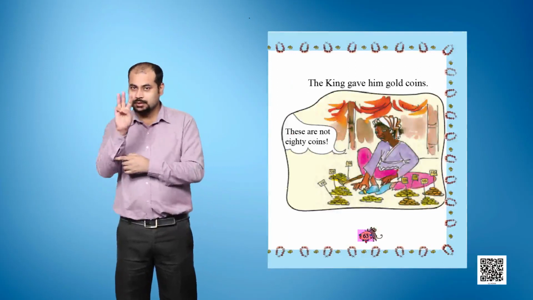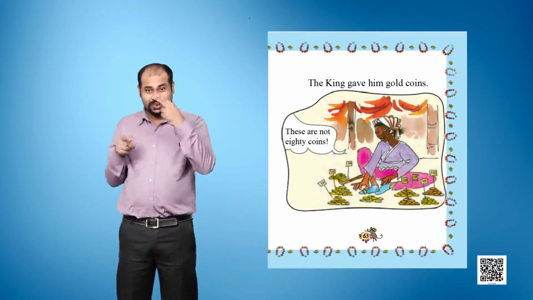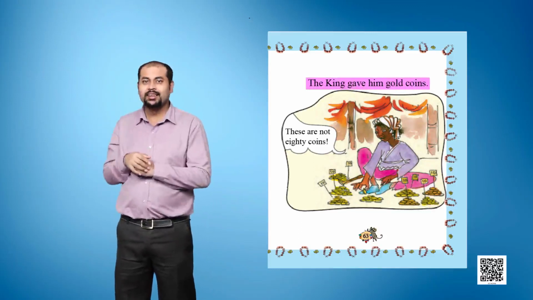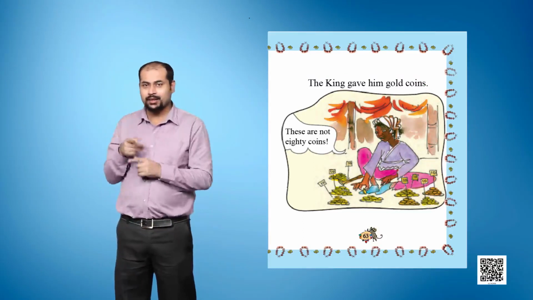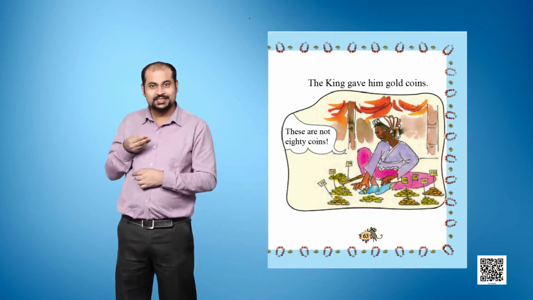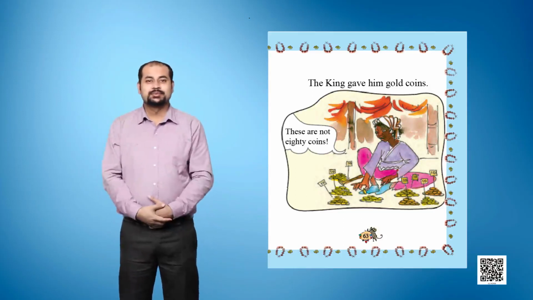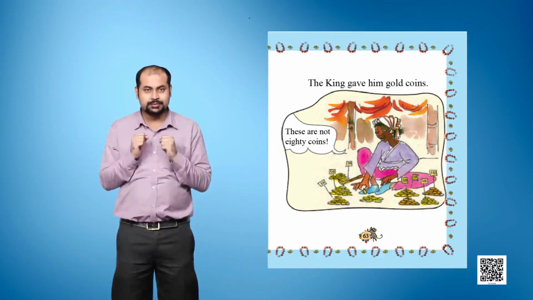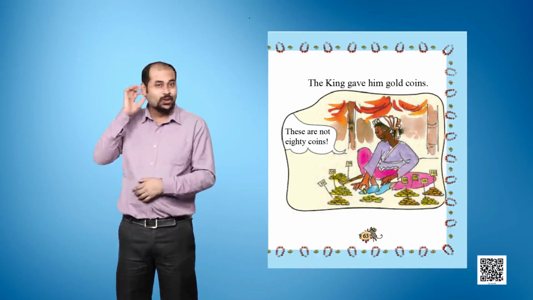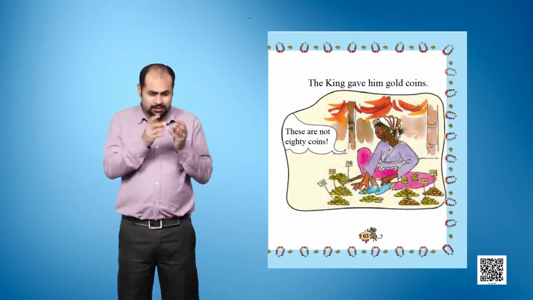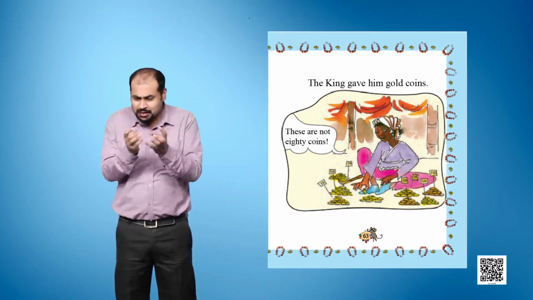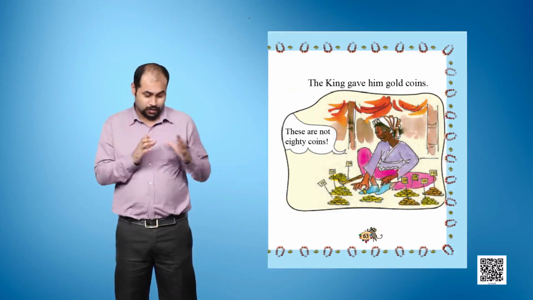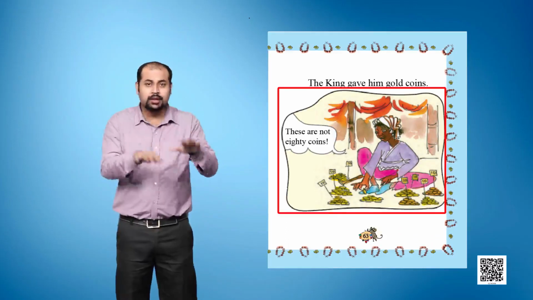Page number 63. The story continues. The king gave him gold coins. There is a picture where the flute man is counting the gold coins. He made 7 groups of 10 coins each and has 8 loose coins.